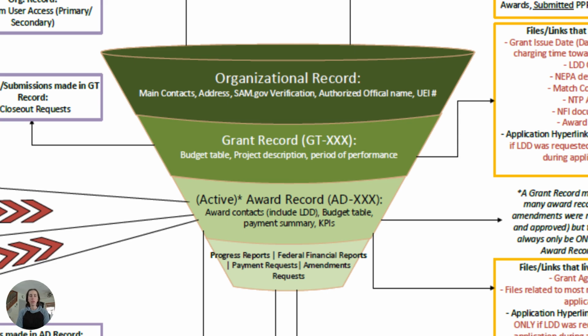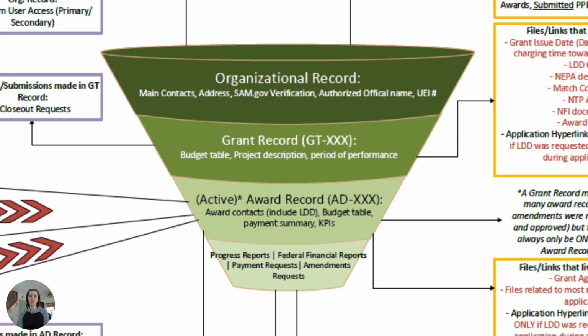Within that record is the grant record, and that's denoted by the grant ID, which is GT- whatever the numbers are. In the grant record, things that can be found there are budget table, project description, period of performance, amongst some other information. Within the grant record lives your award records, and that's denoted by the award ID, which is AD- the numbers.